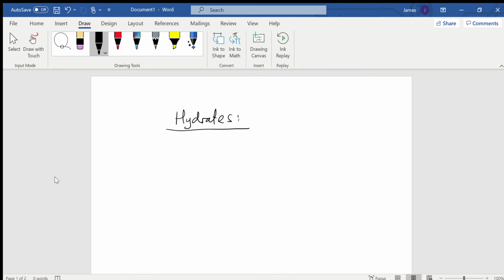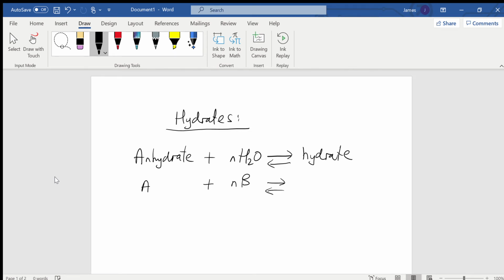Okay, so typically the general chemistry is an anhydrate plus n lots of water can give a hydrate. And these are ionic compounds. And you can go back again. So the hydrate can be decomposed into n lots of water plus the anhydrate. So let's say this is A, and we have n lots of B. Then we could produce A, and it's usually written with a dot and then the quantity of B. So you see this dot used for hydrates. Okay, so that's essentially what a hydrate is.